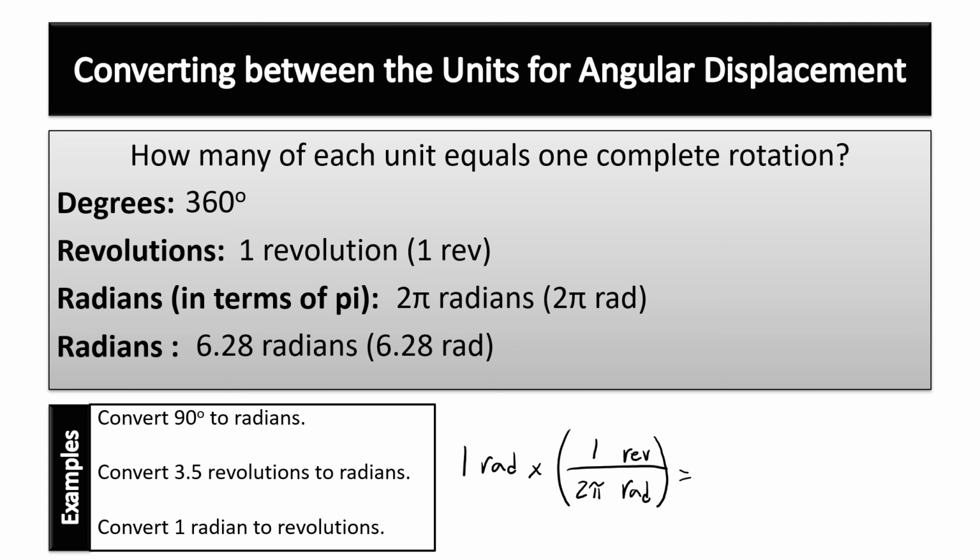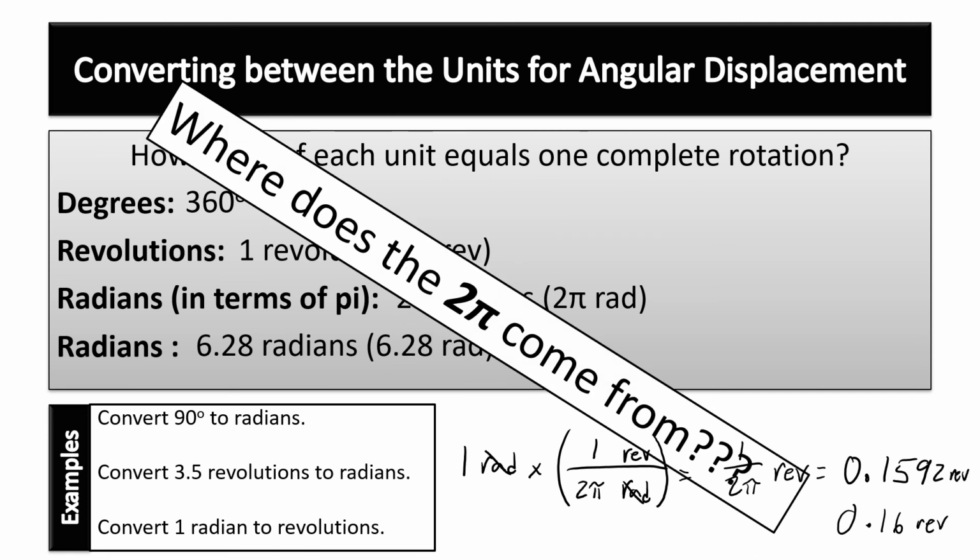So let's see how we do. Cross that out, and then you're left with 1 times 1, so 1 over 2 pi revolutions. That's fine, but in case you're wondering, that's equal to 0.1592 revolutions, or about 0.16 revolutions. All right, so 0.16 of a revolution, 16 hundredths. So yeah, where the heck does that 2 pi come from, Mr. Nangle? Why is it 2 pi?